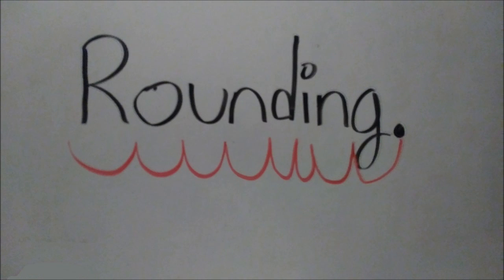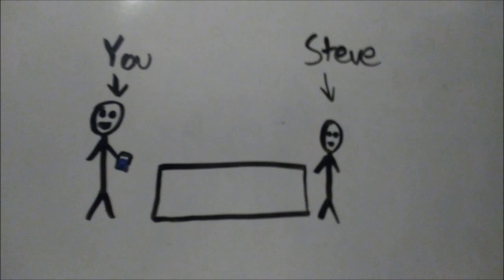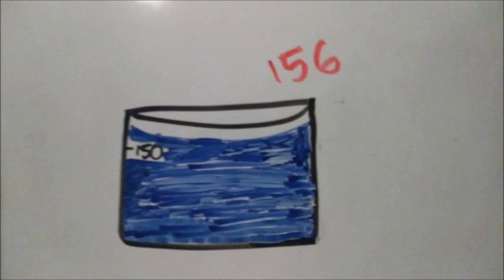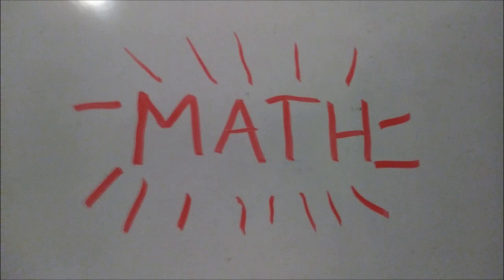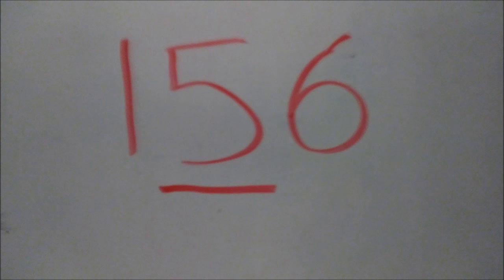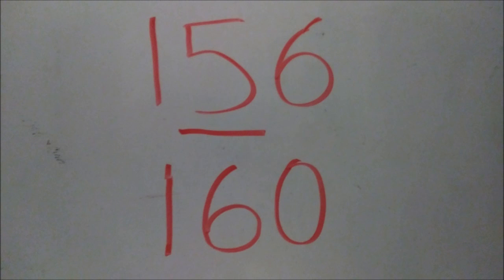Using significant figures in rounding. Let's say that you're doing a lab in class. You measure 156 liters of water, but your teacher says you need to round to 2 significant figures. Rounding significant figures is like rounding in math class. Since you want to round to 2 significant figures, in this case, you round to the tens place. With a number equal to or greater than a 5, one place to the right, you round up, getting 160 liters of water.